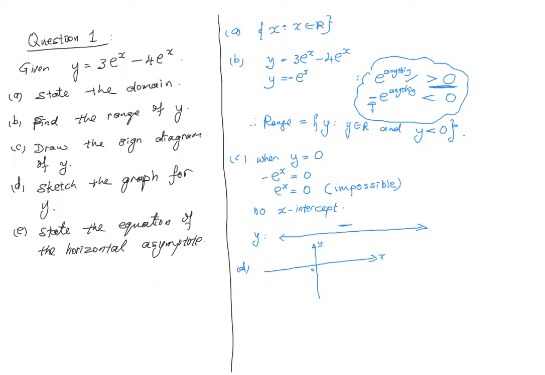I'm asking, if I give you e to the power x is equal to 0, we know the true fact, e to the power anything will be greater than 0. So can you find the value of x that will make e to the power x equal to 0? No. So that's why it is impossible to happen. That's why no x-intercept. Okay. Thank you.